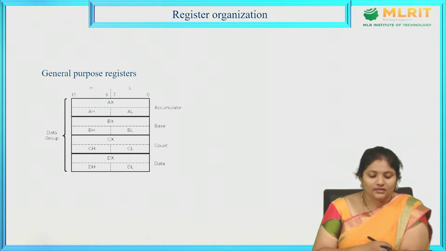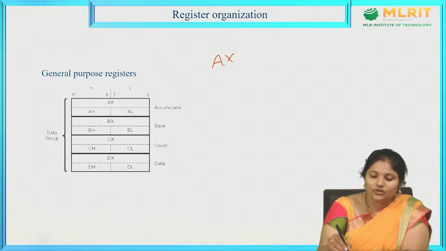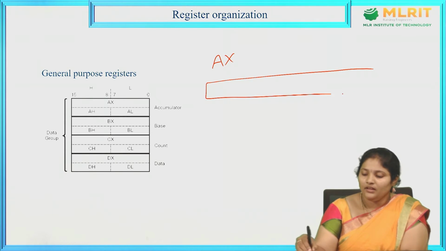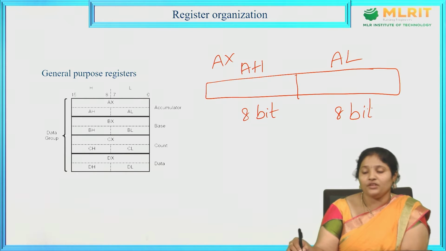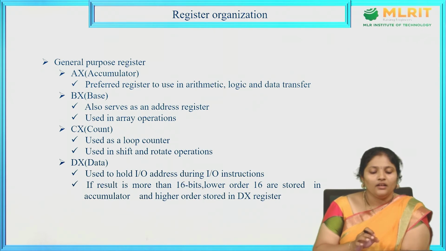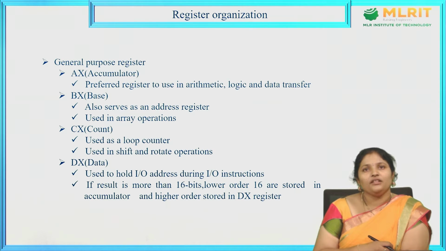General purpose registers. Here the general purpose register AX is 16 bits in size. AX is divided into a lower byte AL and a higher byte AH, each of 8 bits in size. For performing any 8-bit operations, you can utilize the lower or higher byte register. AX is usually called an accumulator, and in most cases the outputs are stored in the accumulator itself. AX is the preferred register for arithmetical and logical operations, and also for data transfer.